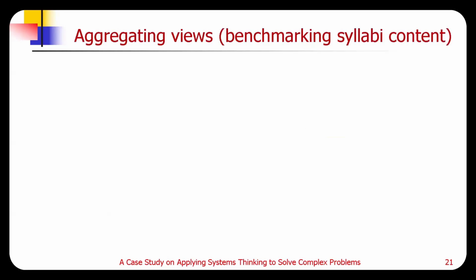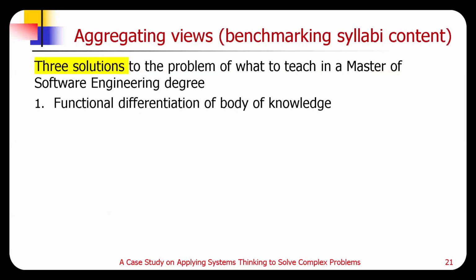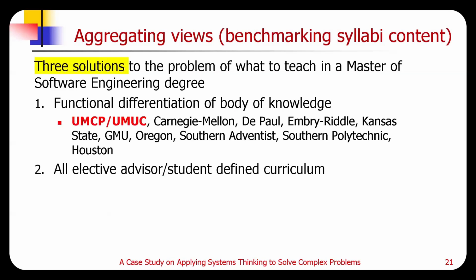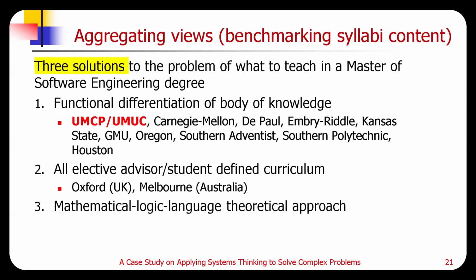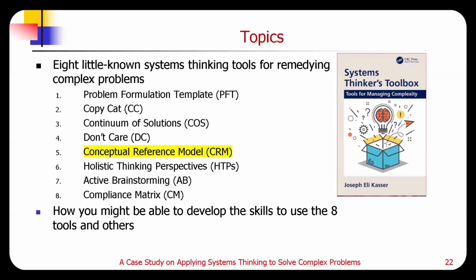So coming back to the benchmarking of Master of Software Engineering degrees, when I aggregated the views, I found 3 solutions to the problem of what to teach in a Master of Software Engineering degree. There was the functional differentiation of body of knowledge by these institutions. There was an all-elective advisor-student defined curriculum from these institutions in which the student picked courses from different degrees. And then there was the mathematical, logic, language, theoretical approach from these institutions. And this now brings me to the conceptual reference model.